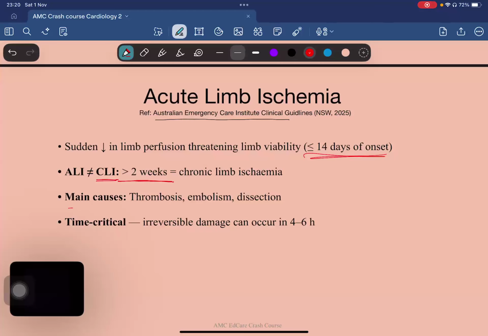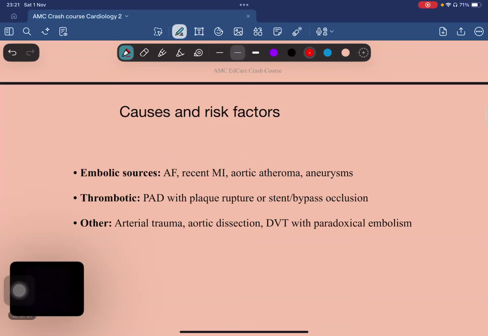So one of the main causes that you should remember is thrombosis and embolism. And a less common cause is arterial dissection as well. It's a very time critical condition, and there can be irreversible nerve and muscle damage. It could occur in 4 to 6 hours. So if you see an acutely cold or painful limb, or absent pulses, we'll get to the symptoms, you've got to act immediately. Just remember, in situations like this, time equals tissue. You must already know this, so it's very important to act fast. So let's get to the detailed areas of this topic.